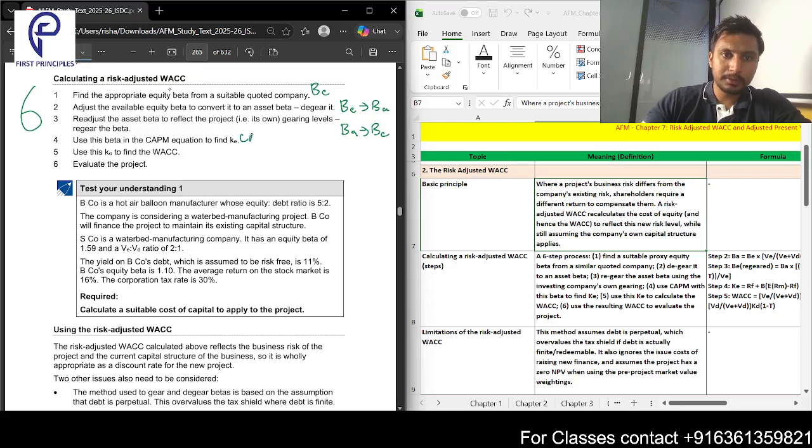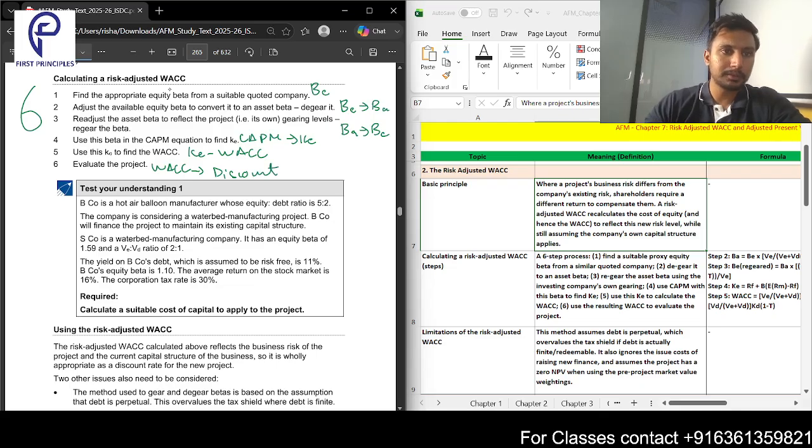We take the CAPM and we calculate the KE. We use the KE and we calculate the WACC. And then once we have the WACC, we discount using the WACC the new project cash flows. That's it.